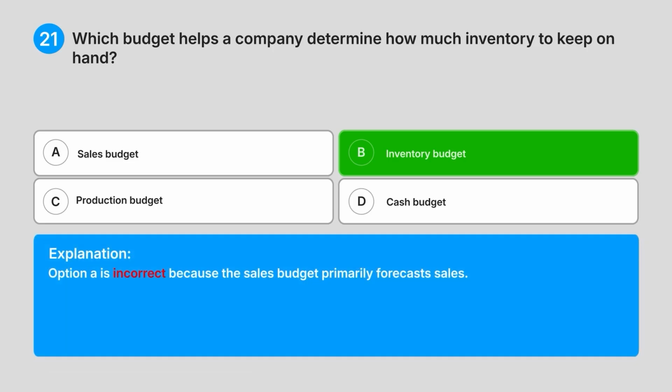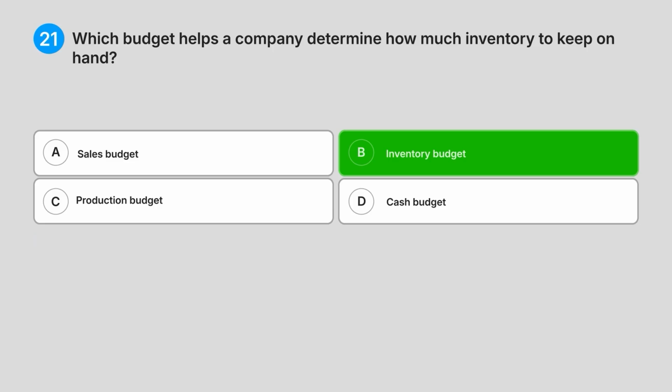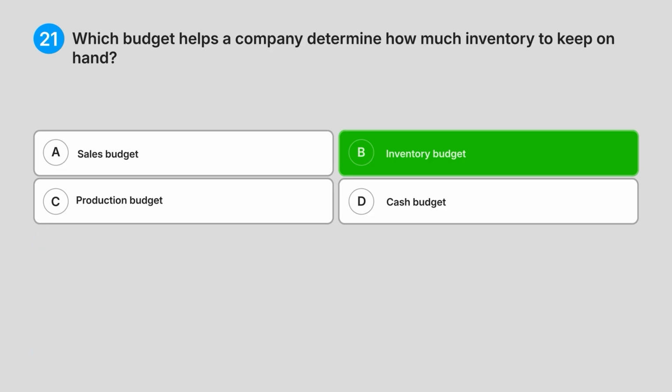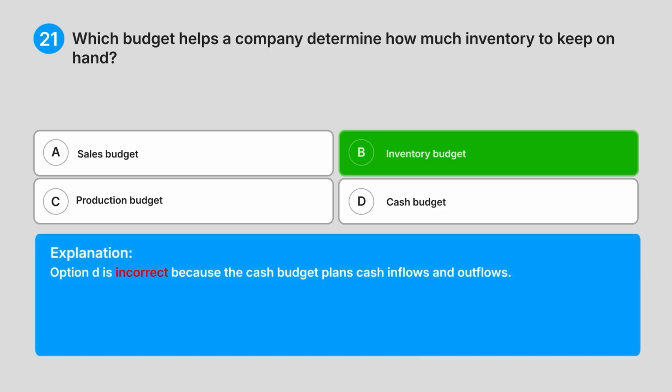Option A is incorrect because the sales budget primarily forecasts sales. Option C is incorrect because the production budget determines how much to produce based on sales and desired inventory levels. Option D is incorrect because the cash budget plans cash inflows and outflows.